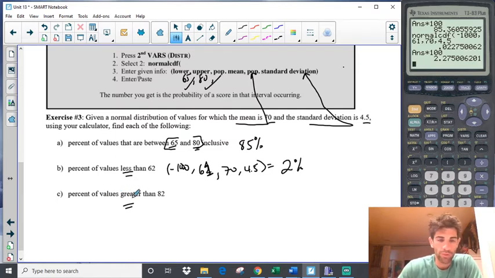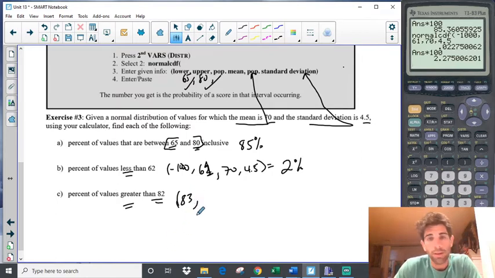All right, so here for this one, the way I'm going to put this in my normal CDF in my calculator, greater than 82. So if I'm greater than 82, what's the smallest number? 83, because you're greater than 82. Now, if you're greater than 82, what's the largest number? Infinity. So I'm going to put 1,000, right? Because you can't put infinity in the calculator.